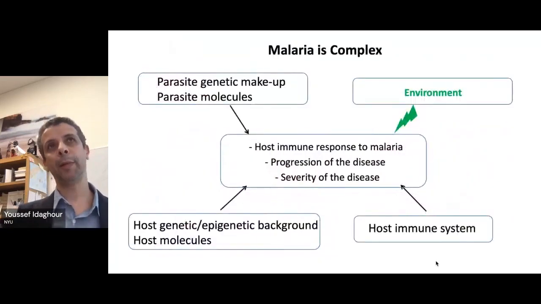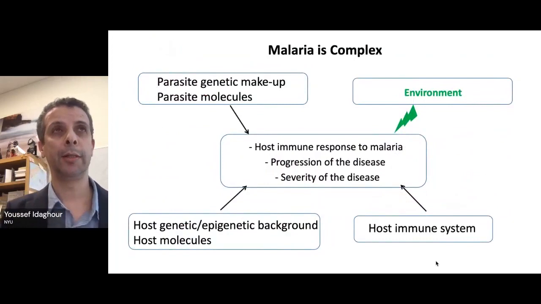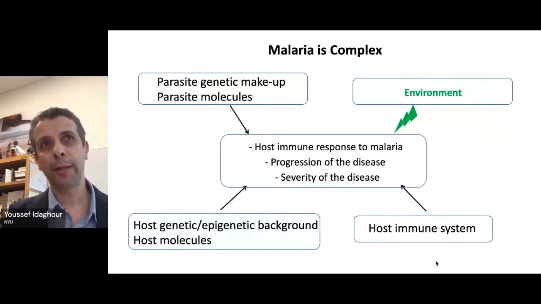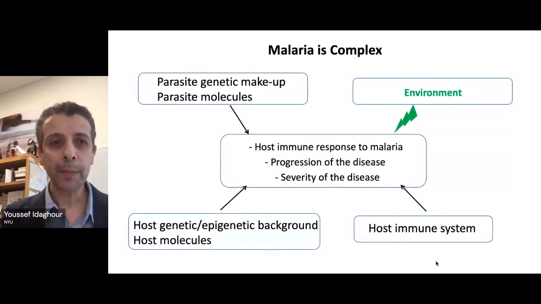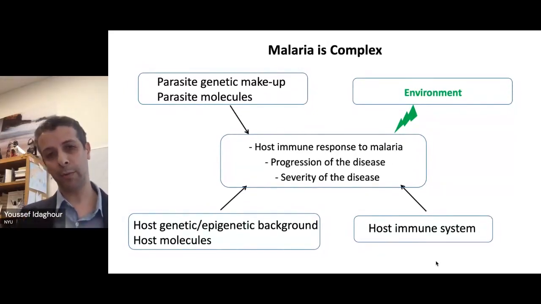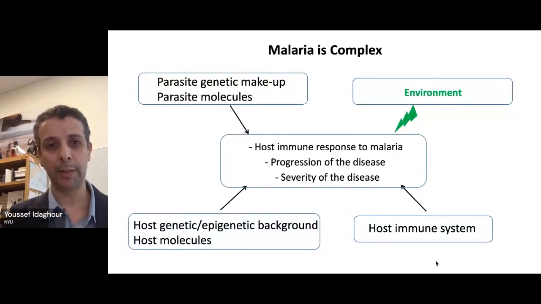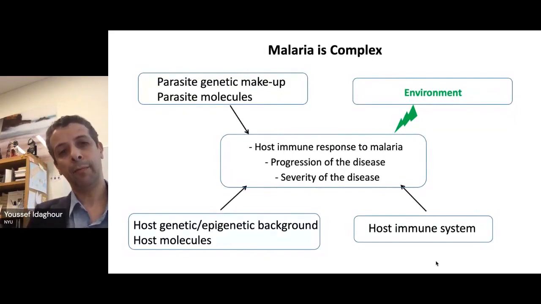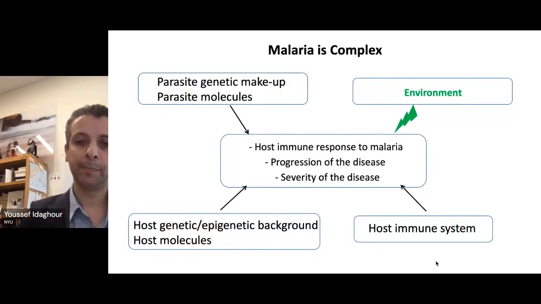And this is all to say that malaria is very complex, like most infectious diseases anyways. So the number of factors that can define the outcome of the infection range from factors related to the parasite itself, to its genetic makeup, to the functional output of the parasite, its RNA, its proteins and metabolites, as well as the host genetic factors, again, ranging from genetic, epigenetic factors, host molecules. And on top of this, you have a lot of processes that relate specifically to the immune system and the environment. So environmental factors as well can affect these sort of interactions.